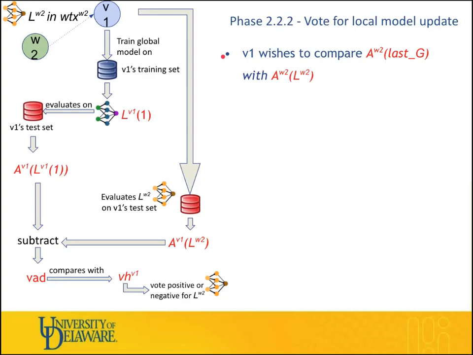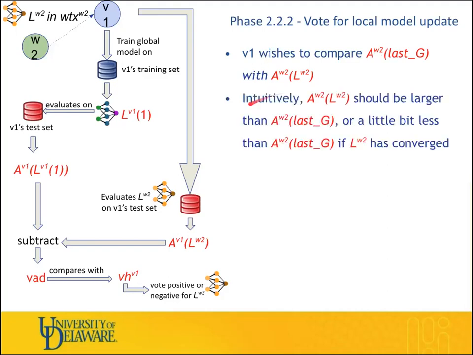So in order to validate a local model update, in this case LW2, validator V1 may wish to compare these two values. Here, last G means the global model constructed from the last round, which is the same across all the participating devices. Therefore, AW2 last G means the accuracy value evaluated by the global model from the last round on W2's test set. And AW2 means the accuracy value evaluated by LW2 on W2's test set as well.